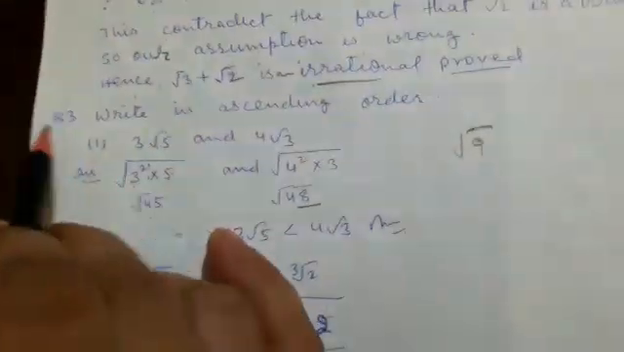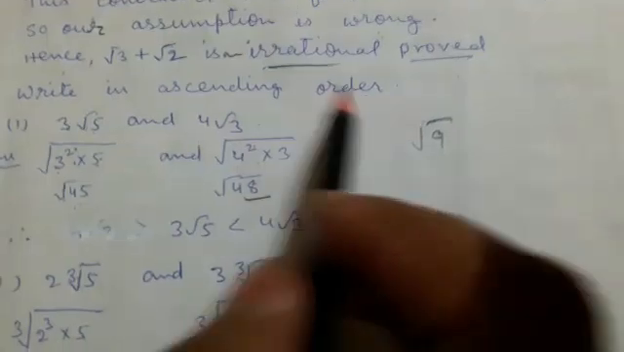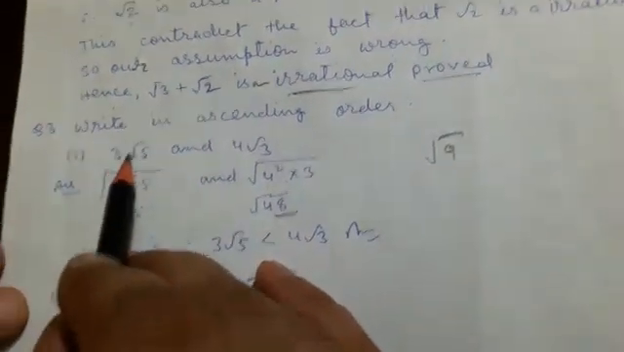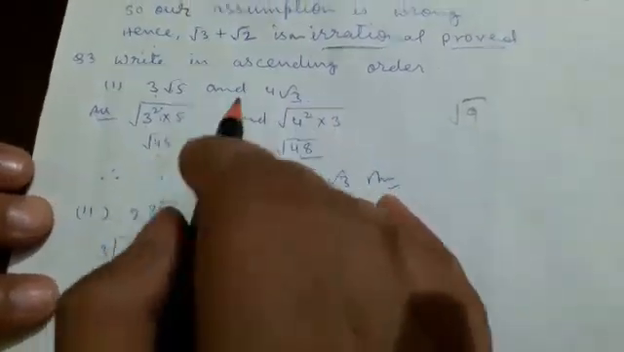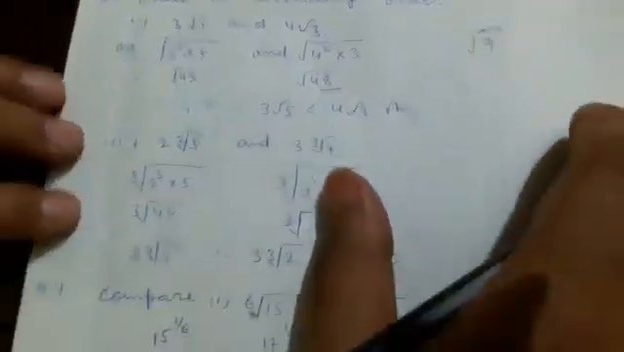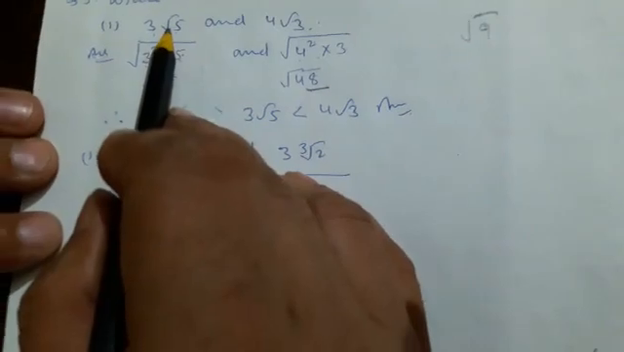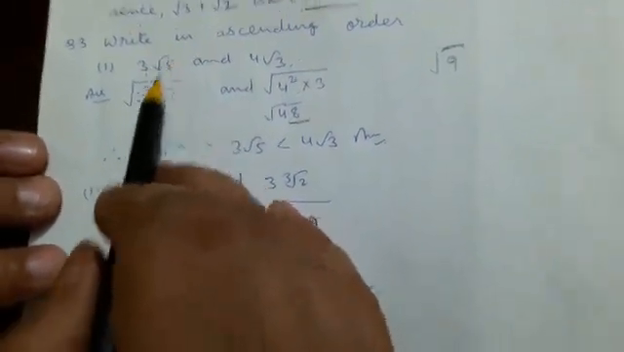Now we'll see the next question, number 3. Write in ascending order root 3, root 5 and 4 root 3. Which one is bigger? We have to write in ascending order. It means first we have to compare them. Let us see. Here square root is given.